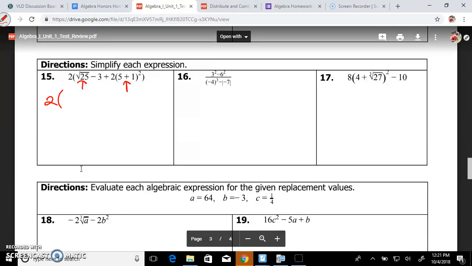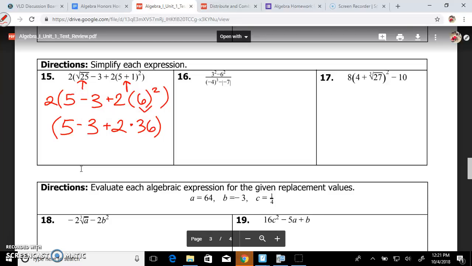I'm going to go ahead and simplify the square root of 25 as 5 minus 3 plus 2, and then I'm going to do this as well. 5 plus 1 is 6 squared, close it. From here, we need to do our exponents. 6 squared is 36 times 2 plus 3, everything else stayed the same. All right, from here, we can subtract, add, or multiply. We need to multiply. 2 times that, that's 72, plus 3, everything else stays the same.